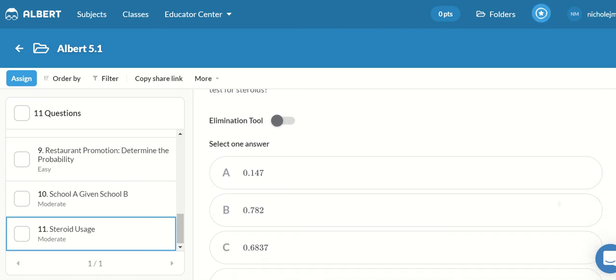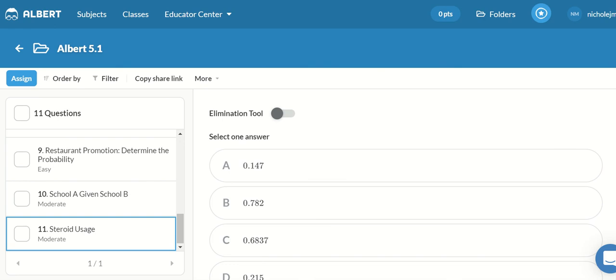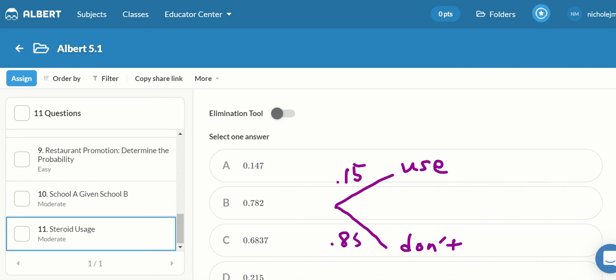Two things are happening. First thing is we have an athlete that either uses steroids or doesn't use steroids. So let's talk about that. I don't have much room, so they either use it or they don't use steroids, right? And according to the problem, 15% use steroids, that means 85% don't. And those two numbers on the branches of the tree always add up to 100%. That's the first thing that's happening.